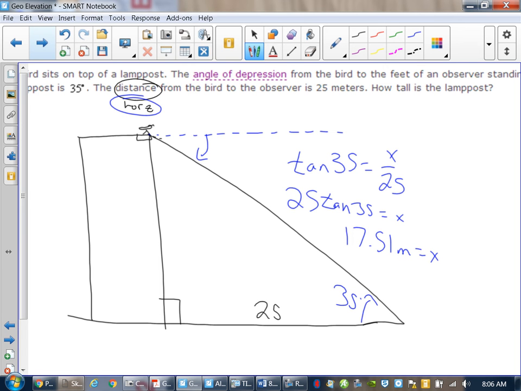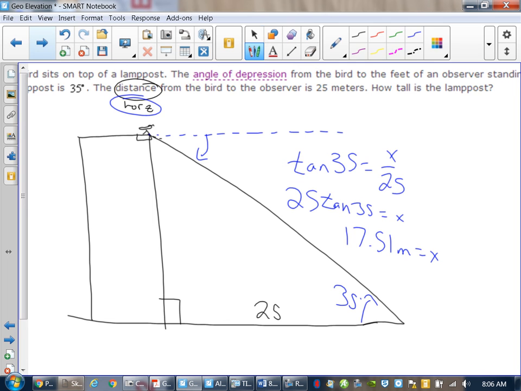Now, do you guys know how many feet are in a meter? About 3-ish. If you multiply that by 3, you're going to get what, 41 feet or so? Yeah, that's kind of a tall lamp. But here you go.